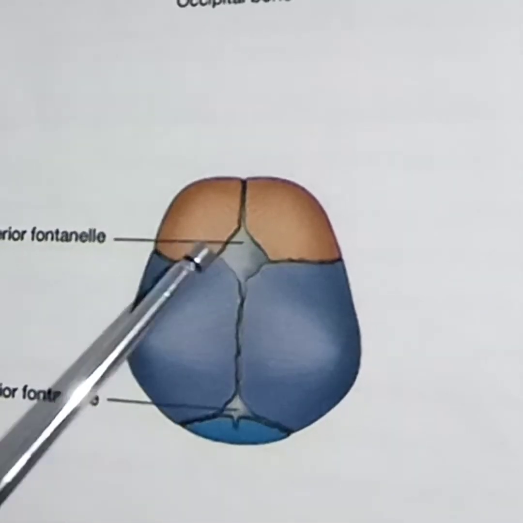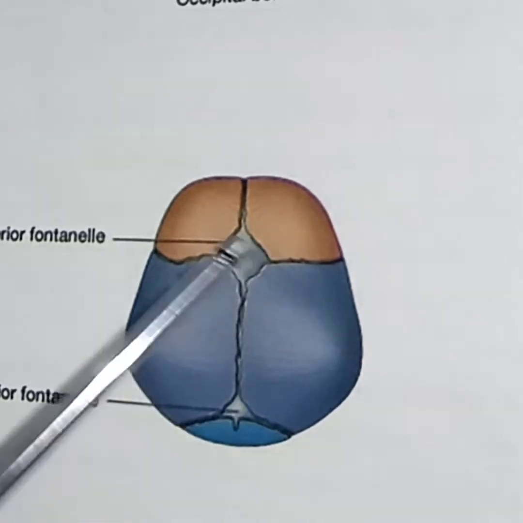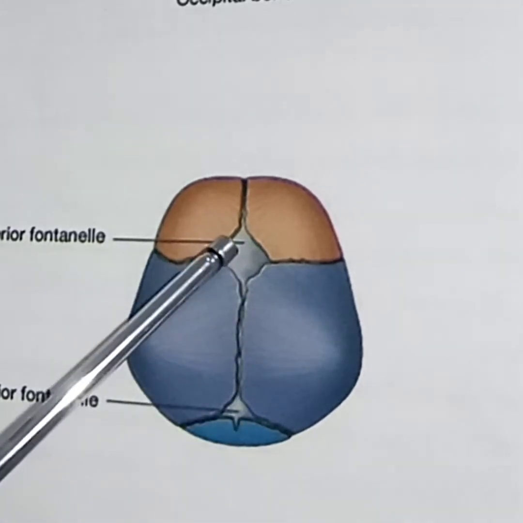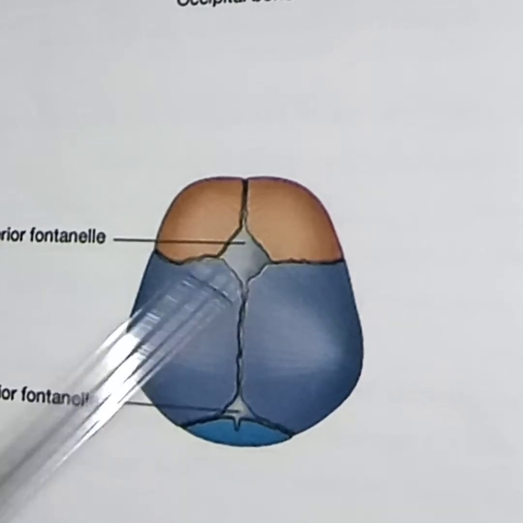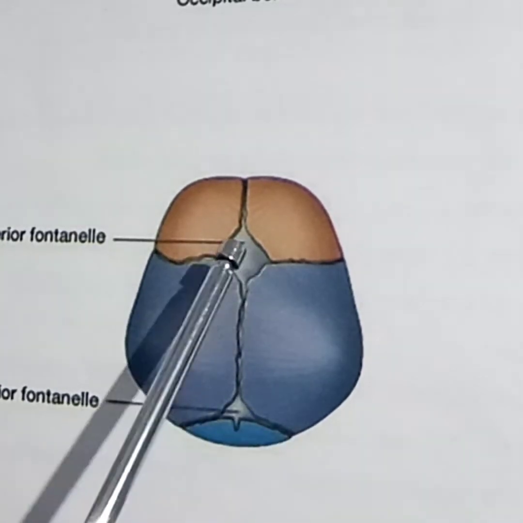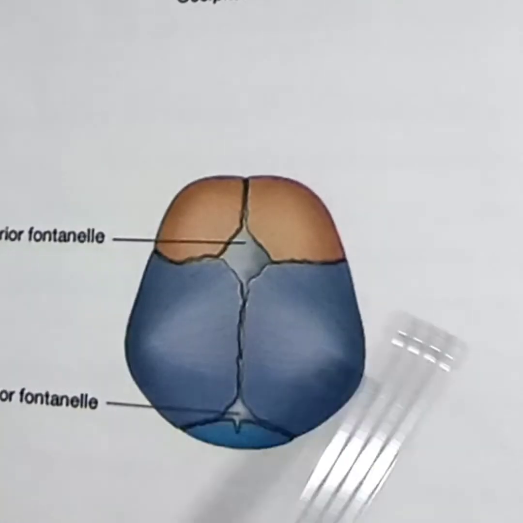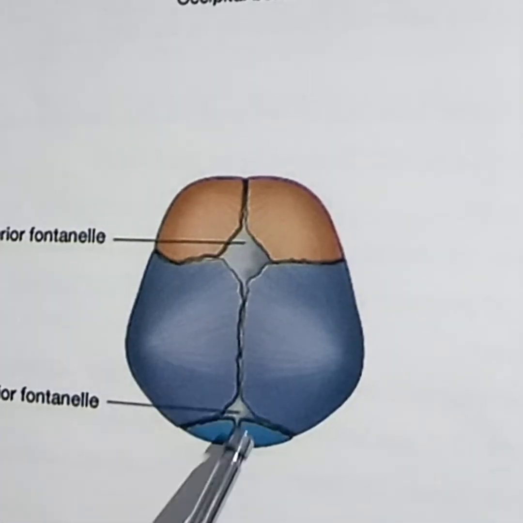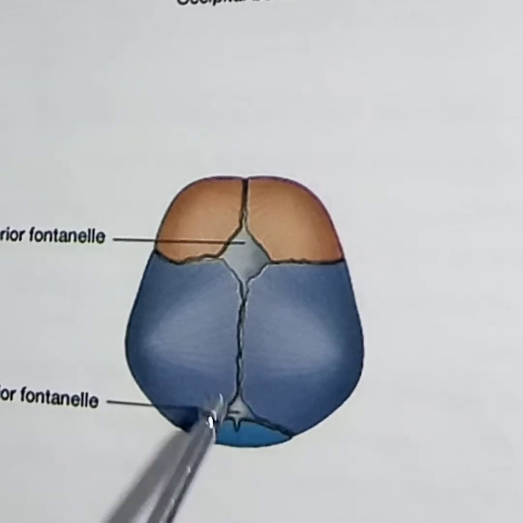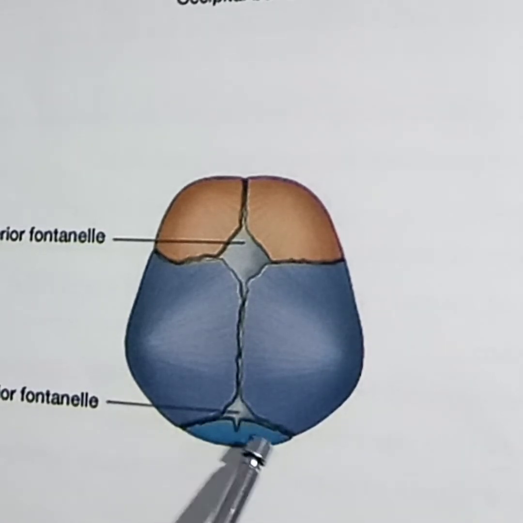When we compare the anterior and the posterior fontanelles, we can see that there is a difference in the shape. The anterior fontanelle is diamond shaped, while the posterior fontanelle is triangular in shape. The anterior fontanelle closes about 1.5 years to 2 years after birth, while the posterior fontanelle is closed at birth, or it takes about 3 to 6 months to close after birth.